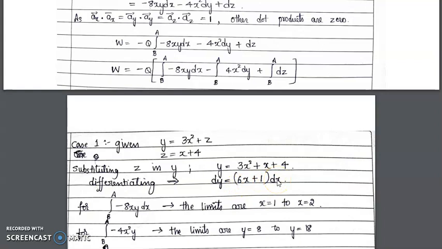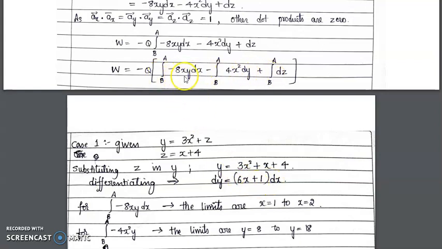So if you differentiate this equation, y is equal to 3x square plus x plus 4, with respect to x, then you will get dy, which is equal to the differentiation of 3x square with respect to x, which is 6x, plus the differentiation of x with respect to x, which is 1, plus the differentiation of 4 with respect to x, which is 0. So you will get (6x plus 1) into dx.